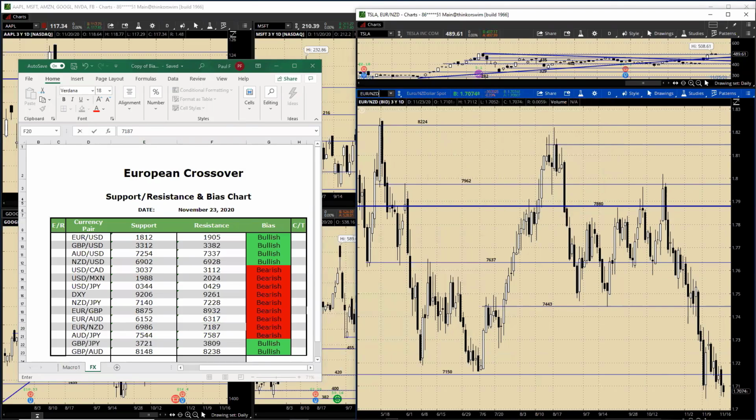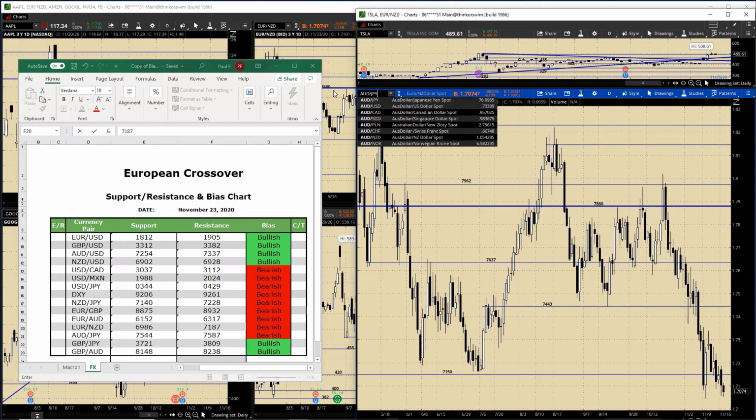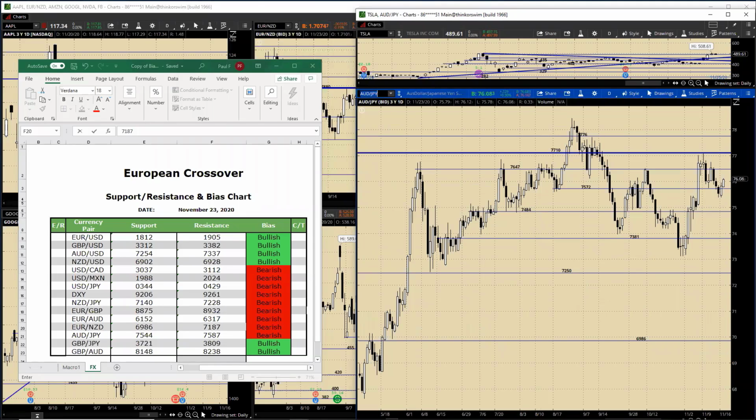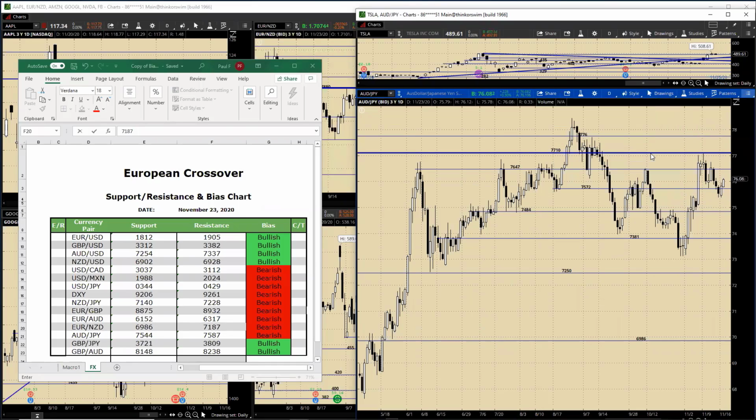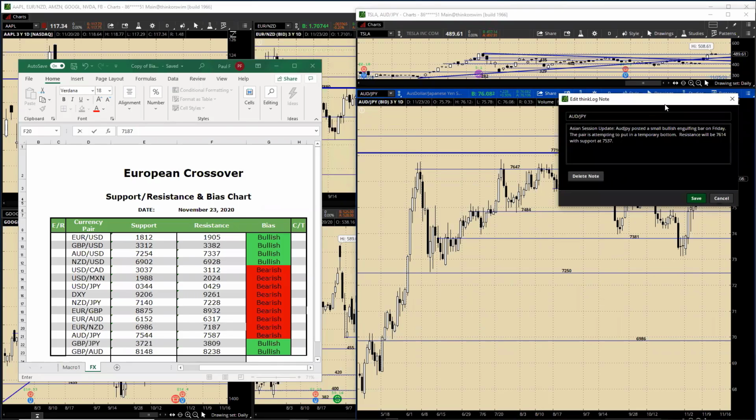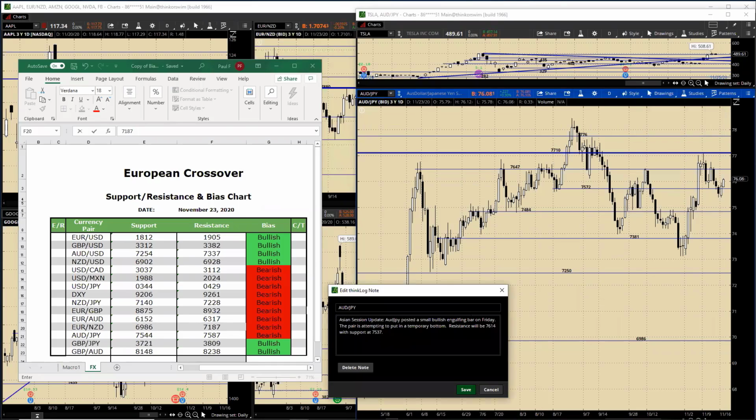And to the Aussie yen. So the Aussie yen posted a small bullish engulfing bar on Friday. The pair is attempting to put in a temporary bottom. Resistance will be 76.14 with support at 75.37.